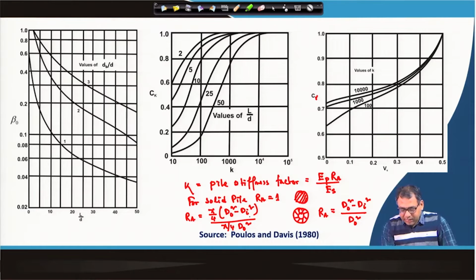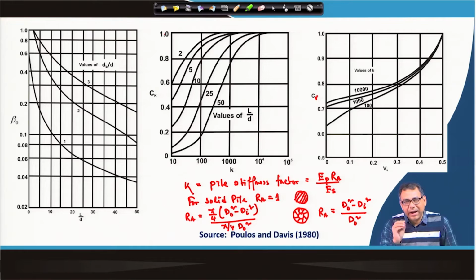So, here the effective area is this one, which is the hatch portion, divided by the outer surface of the pile, which is d outside square. So, this is the Ra value we will get. Once it is very high, a very stiff pile where the stiffness is very high, you can see, then the correction factor is 1.